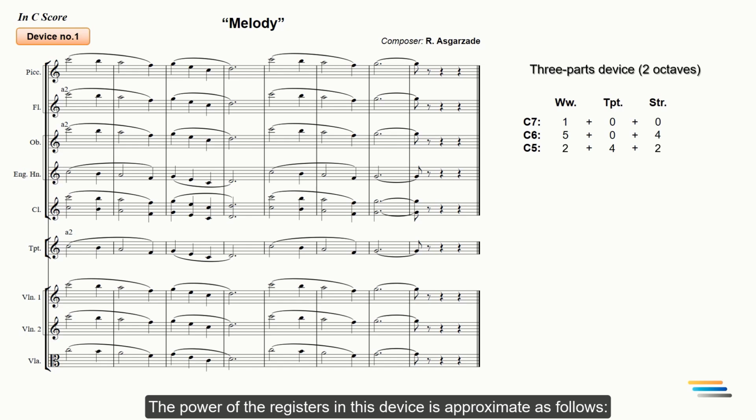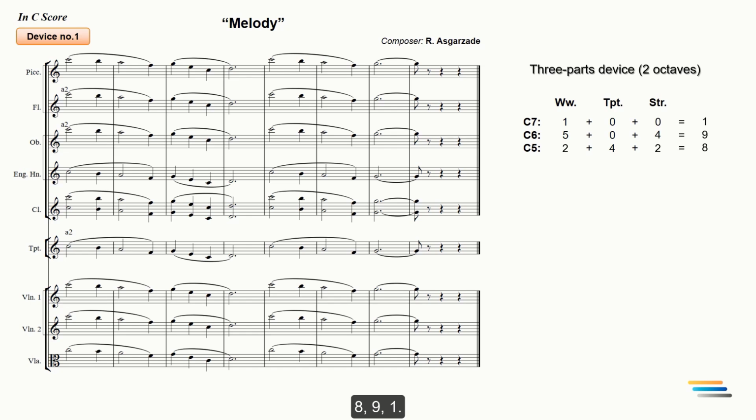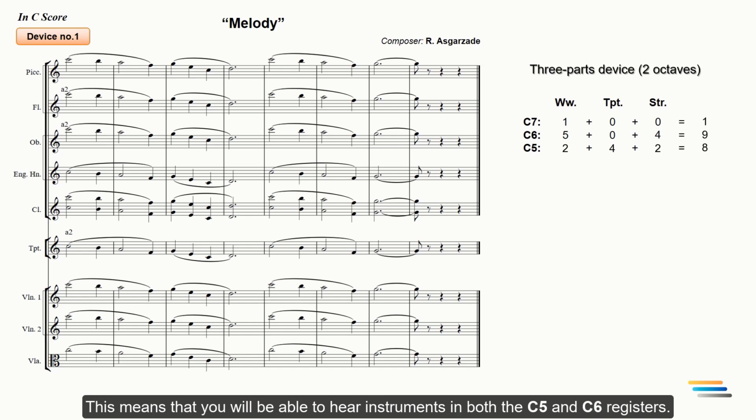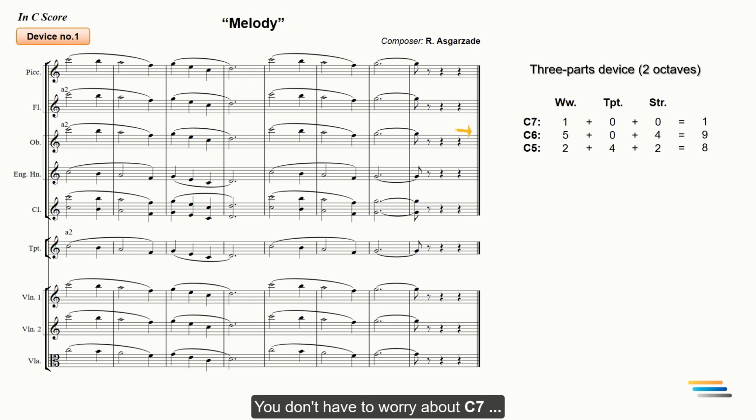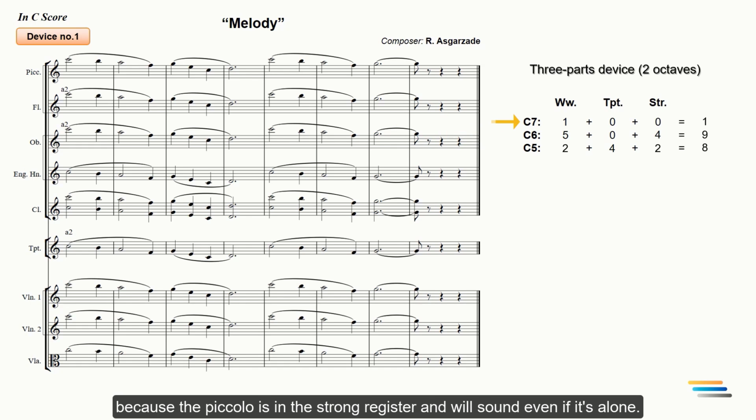The power of the registers in this device is approximately as follows: 8, 9, 1. This means that you will be able to hear instruments in both the C5 and the C6 registers. You don't have to worry about C7 because the piccolo is in the strong register and will sound even if it's alone. Now let's move on to adding some playing techniques to the melody.